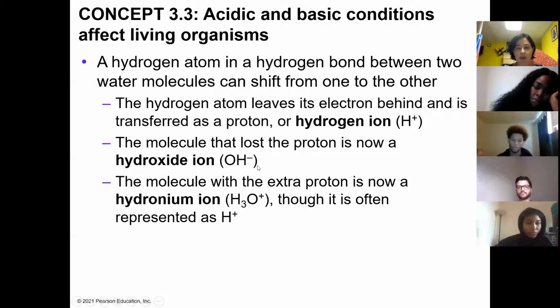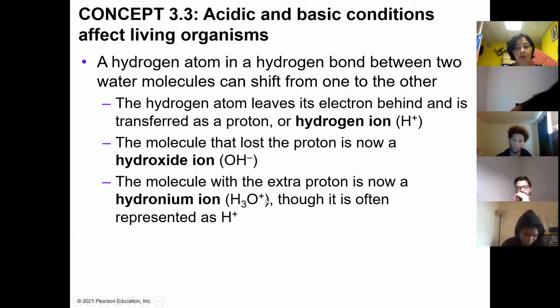This is OH negative. This is the hydroxide ion. It's a very, very important ion as well. Hydrogen ion is super important. If this water molecule picks up an additional hydrogen, it turns into a hydronium ion, which is the same as water plus a hydrogen ion.